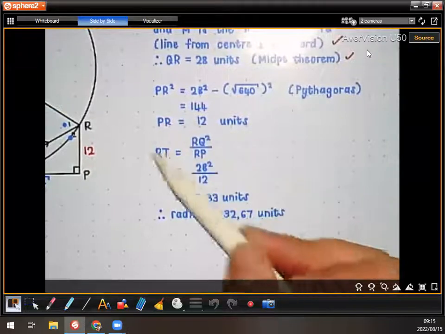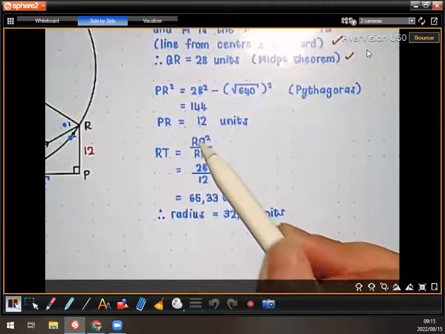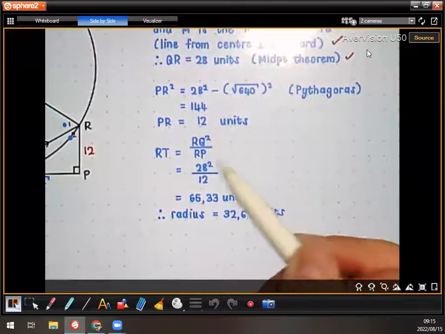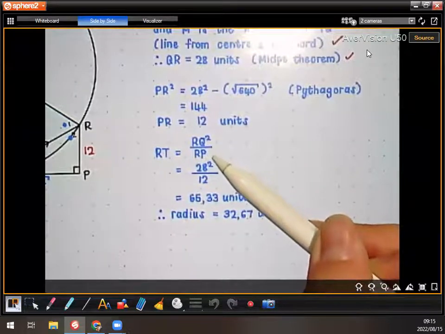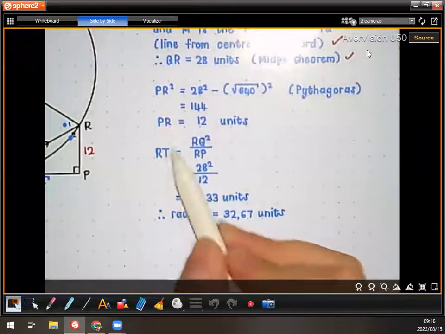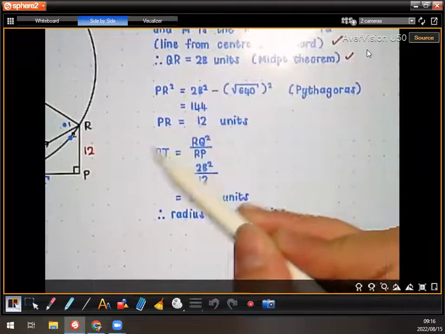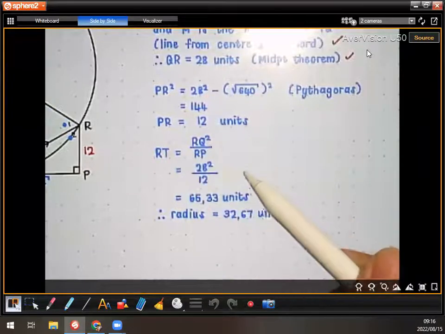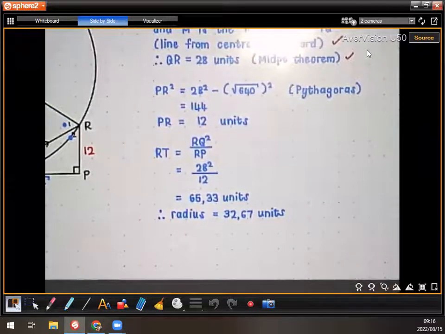In the previous question, we proved that RT is equal to RQ squared, which we now know is 28 squared, over RP, which we now calculated as 12. And that helps us because they've asked for the radius. But RT is the diameter. So you can use this as a formula to calculate your diameter and then halve it to get the length of your radius. You could have also done this in one step. You could have said radius equals RT over 2 or something like that and just done a calculation.